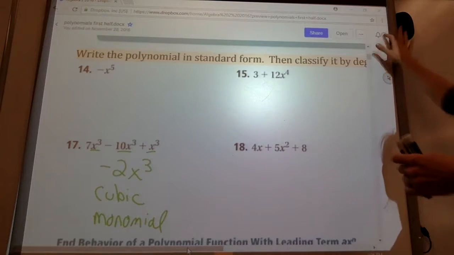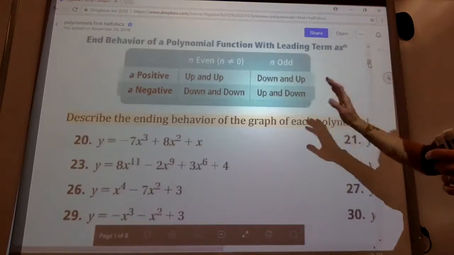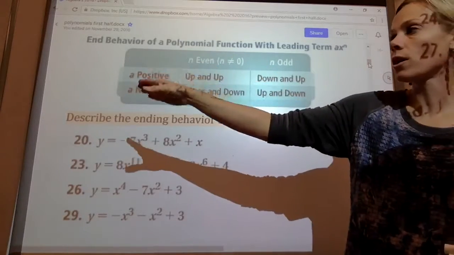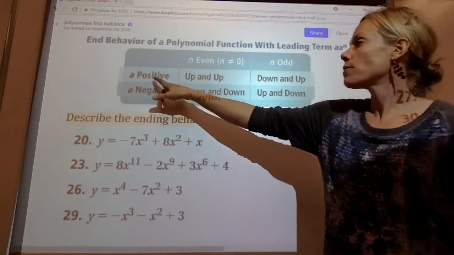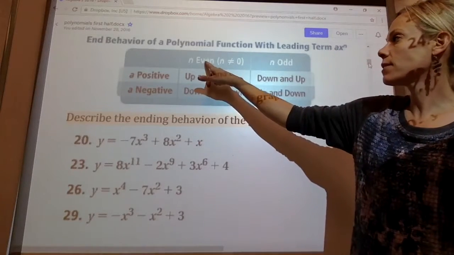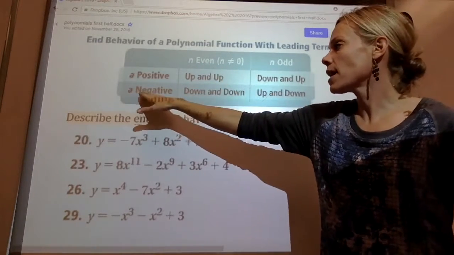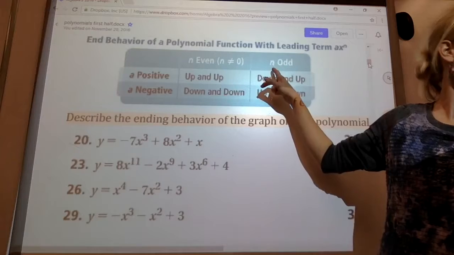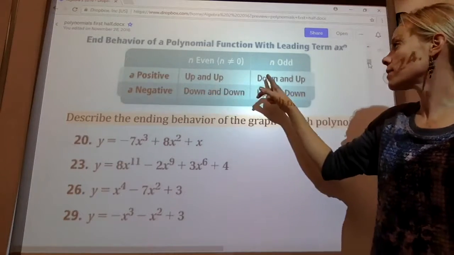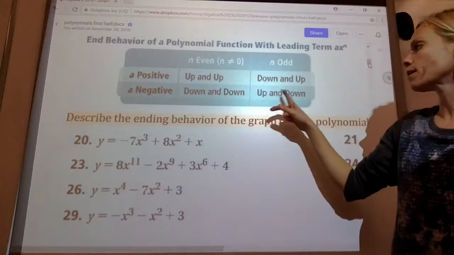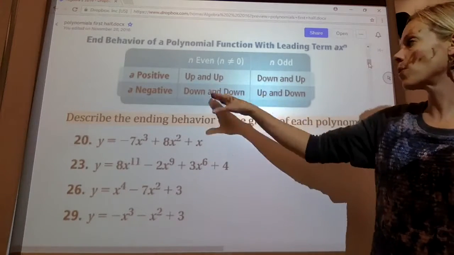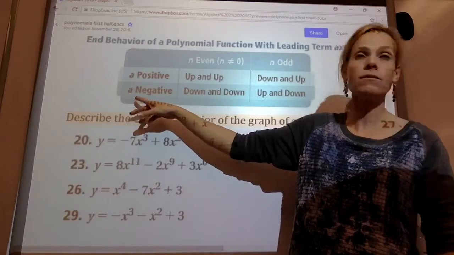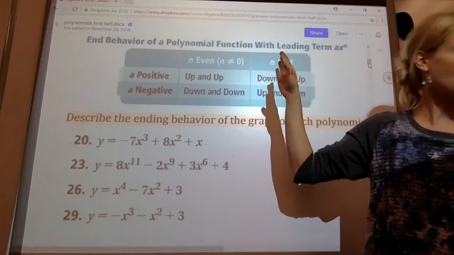So when you're looking at the ending behavior, you have this chart, right? But if you know linears and quadratics, you can just think linear and quadratic and have ending behavior. So if A is positive and it's an even degree, up, up, but if A is negative with an even degree, it's down, down. Odd degree polynomials, right? Cubic, linear. If A is positive, it's down, up. If A is negative, it's up, down. So those are your 4 ending behaviors. So you have to look at the leading coefficient, if it's negative or positive, and then what type of polynomial you have, even or odd.